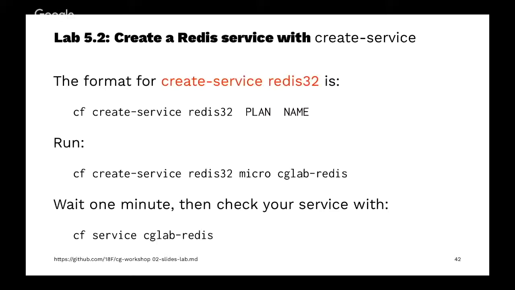The format of the create service command is create service, the name of the service, the plan, which is essentially the size. Is it micro, standard, mega size? And then give it a name. And that's a human readable name that helps you associate what the service is for. In this case, I'm calling it cglab-redis. Creating the service will take about 40 seconds.